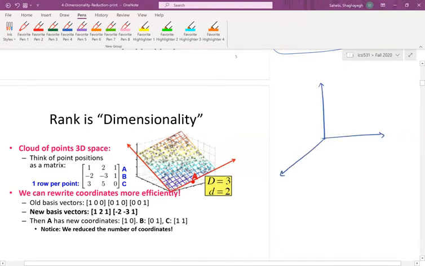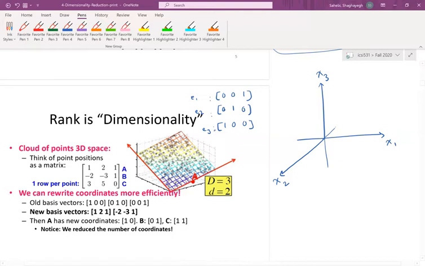So in the old world, what we had was, let's say, x1, x2, and x3, and the standard basis vectors are the ones that are 0 everywhere except in one of the axes, right? So we have E1, E2, and E3 as our basis vectors that basically show us the direction of axis 1, axis 2, axis 3, and they have length 1.